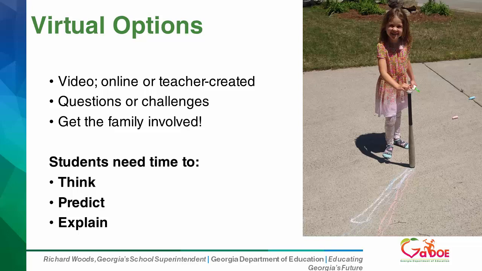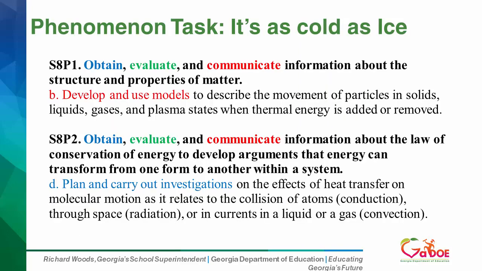Check out this example. So in this example, we have two 8th grade science standards. And I want you to notice in these standards the color coding. Each standard starts with the science practice of obtain, evaluate, and communicate information. But in addition, notice how that color coding corresponds to the individual standards. So with this phenomenon, we're going to have students develop and use models to describe the movement of particles as we remove or add thermal energy. We're also going to have students plan and carry out investigations on the effects of heat transfer on molecular motion.